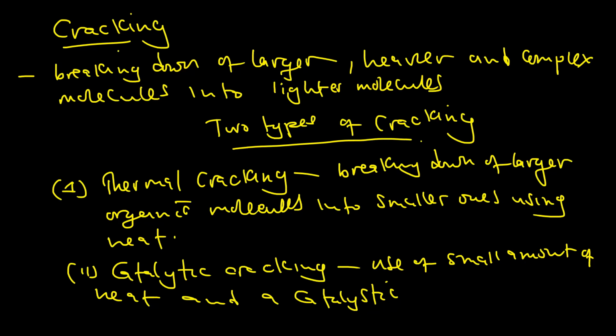Now, here, it is very important to know examples of a catalyst. An example of a catalyst here, you can use aluminium oxide or silicon oxide. Any of these can be used as a catalyst in this case. You know that a catalyst is just a chemical substance that speeds up the rate of a chemical reaction, and at the end of the reaction, it remains unchanged. Very important to know that. So that is about cracking. Cracking is a breaking down of larger, heavier, and complex molecules into lighter ones. Two types of cracking: we have thermal cracking, which involves use of heat to break down large organic molecules into smaller ones using heat.